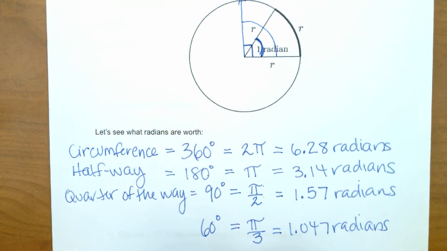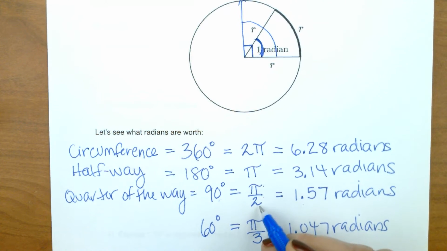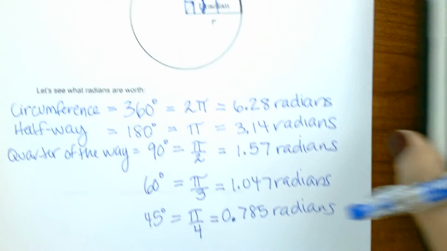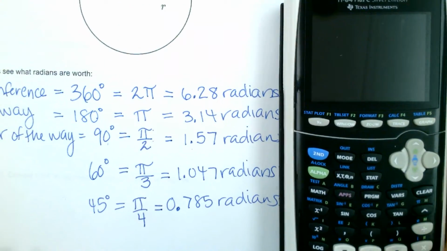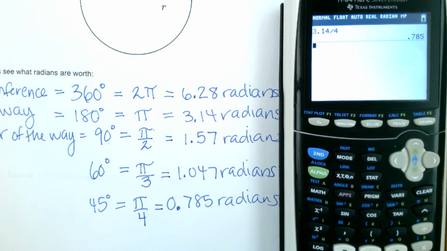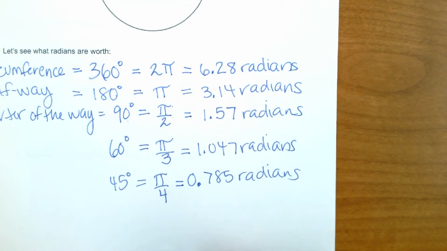Let's keep going. Let's do the ones that we know. 45 degrees. It's actually splitting this in half. So it's going to be pi over 4, because we would have to do another half, which is going to equal 0.785 radians. All I am doing is 3.14 divided by 4, which gives 0.785. That's the math that I'm doing. I'm sorry, my paper was moved down too much.